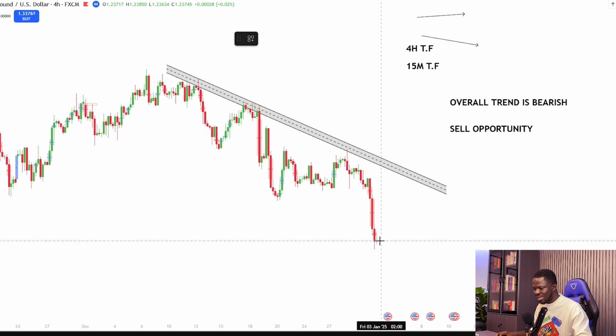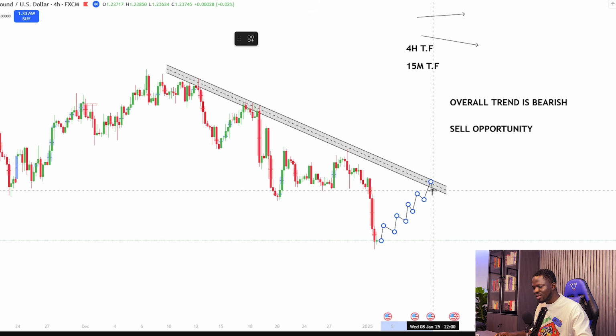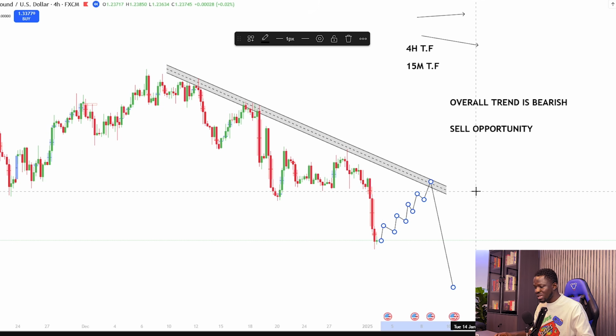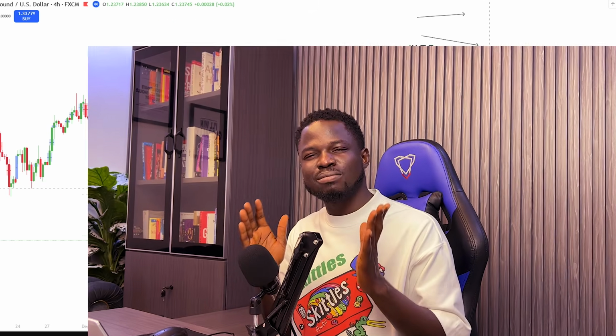So I'm going to exercise a lot of patience and wait for price action to mitigate this downtrend line the fourth time so that I can execute my sell position. This is the most difficult part of trading, the waiting time, the patience to wait. It can take hours, it can take days, but you need to wait. If you can wait, you will make a lot of money.